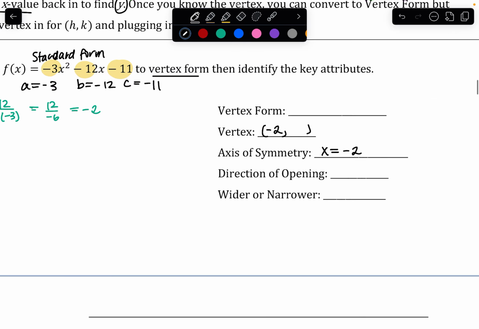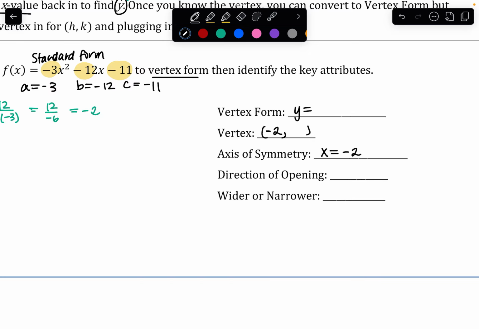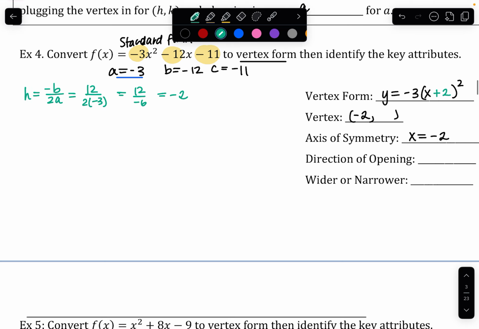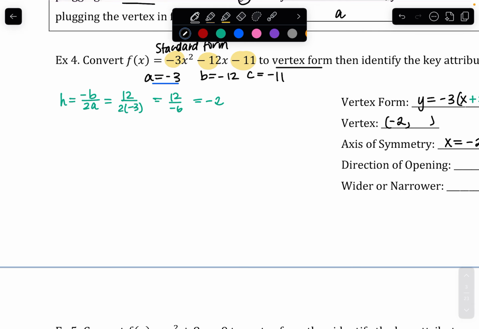And so in vertex form, our a value is going to be the same, so we're taking the same a value, and then what goes inside the parentheses is the opposite. And so we have a negative 2, so we're going to have a plus 2 inside the parentheses. And so now we just need to find the k value, right? To find k, you take your original equation, negative 3x squared minus 12x minus 11, and we're going to plug in the negative 2 we just found.